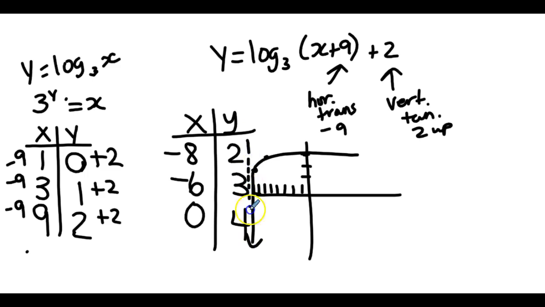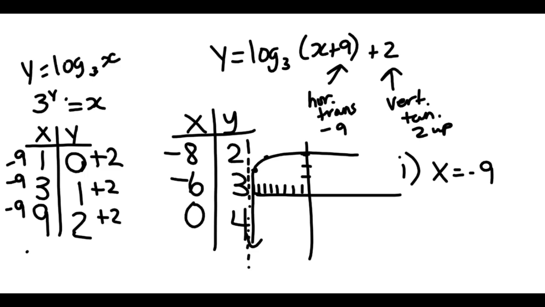And remember, our asymptote used to be on the x-axis, but now we moved it back 9, so now it's at negative 9. Okay? So the next part of this question says, oh, I just answered that one. It says, what's the equation of the asymptote? It would be at x equals minus 9, because we went backwards 9.